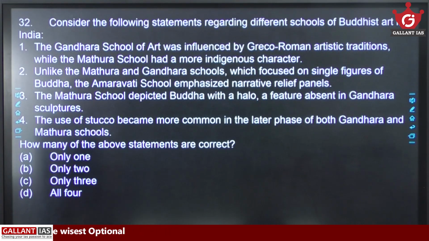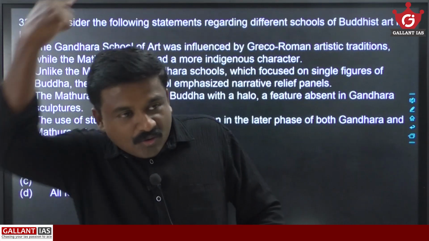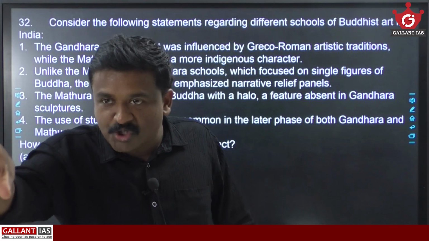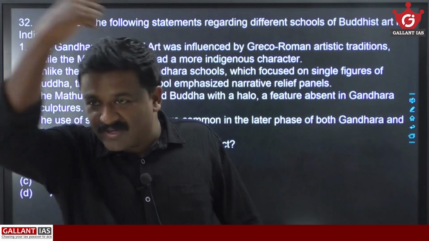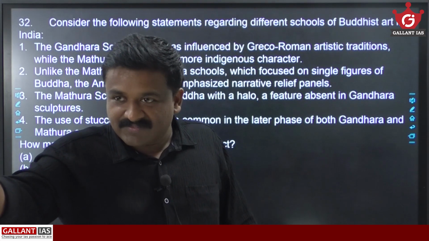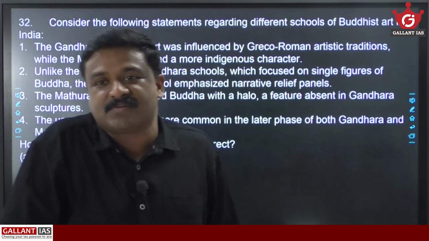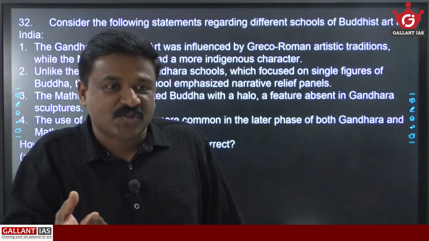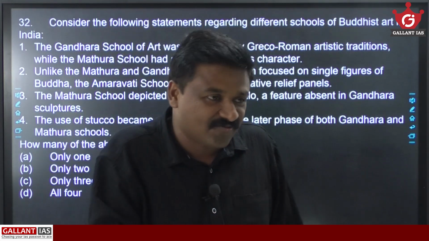Third statement: the Mathura school depicted Buddha with a halo, a feature absent in Gandhara. What is a halo? A halo around the head, to show a divine aura. With all godly figures, a halo is there. If I draw a halo around the head of Raji, it means he is a divine figure. But saying this halo was totally absent from Gandhara is a misleading idea. A halo is there in both Gandhara and Mathura, but it is a plain halo in Gandhara and a decorated halo in Mathura. That is the difference.